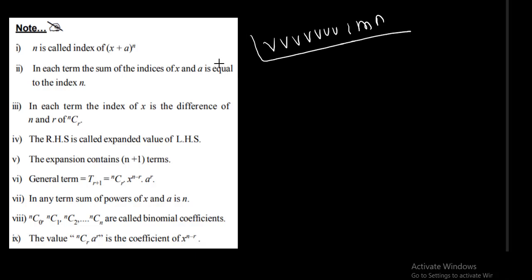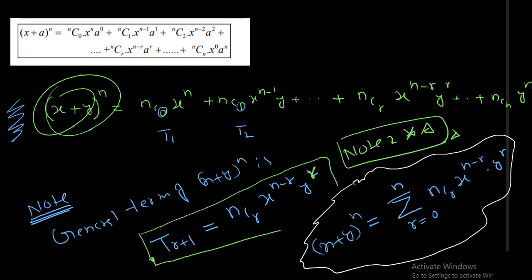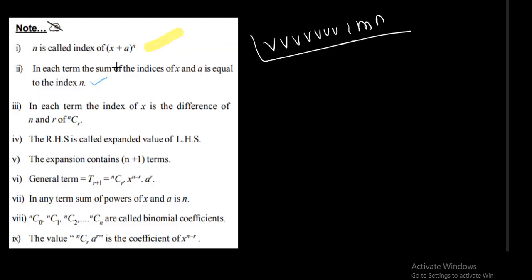Everyone should remember this. In (x + y)^n, n is called the index. In each term, the sum of the indices of x and y is equal to the index n. Just like degree, you add these two, and what you get is n.